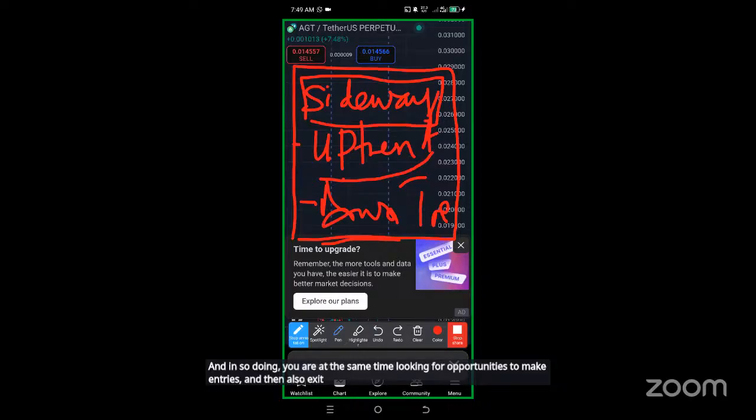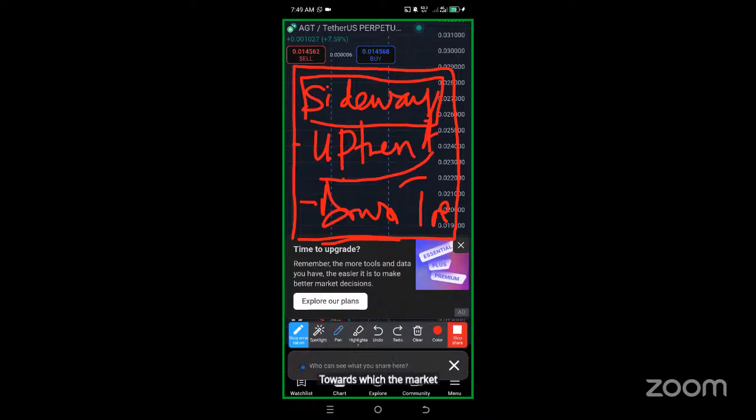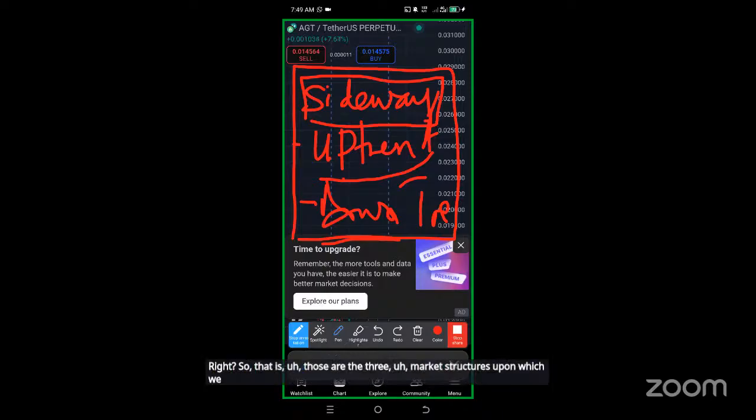So by drawing this, it will give you a clear picture of the direction towards which the market will be taking. It gives you the possible picture of what you're supposed to expect if all falls out in your favor. Even when it doesn't fall out in your favor, at least you have some picture, a clue of what is most likely going to happen, right? So those are the three market structures upon which we can draw our trend line.